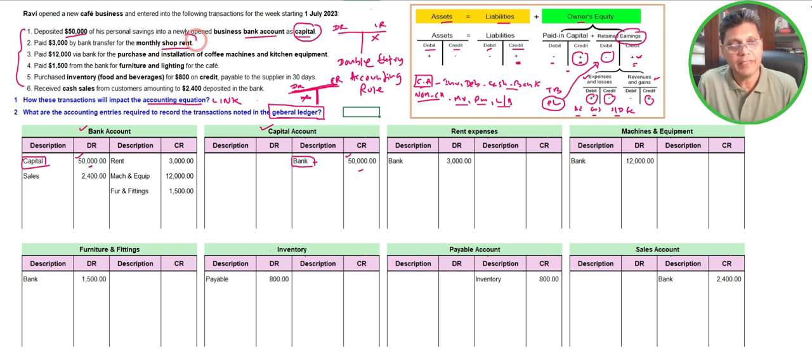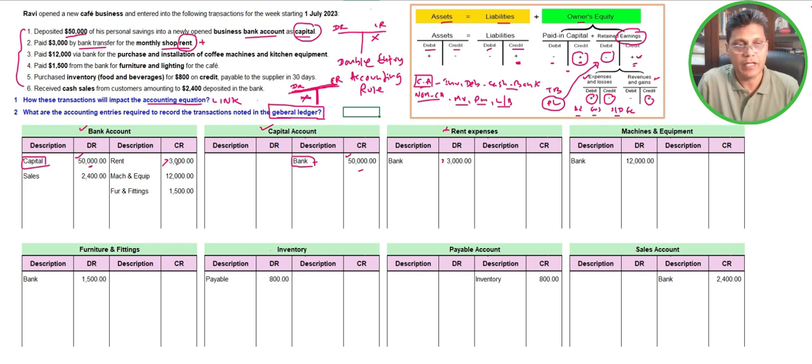Now shop rent is an expense, and this was paid by a bank transfer, so therefore the bank balance will reduce, a decrease in asset, so you need to credit 3,000 to the bank account. And expenses increased, any increase in expenses should be debited. So when you take the rent expenses, the amount has to be debited here, 3,000, and the bank account should be credited because the asset balance is reducing.